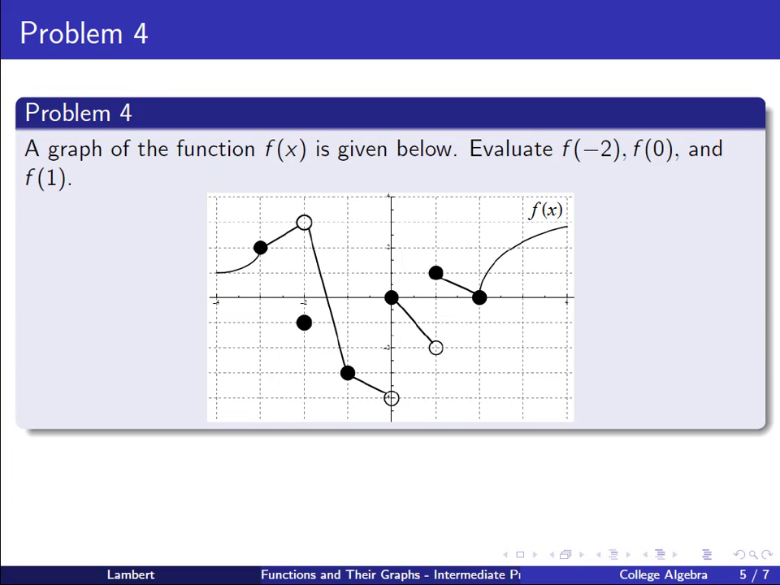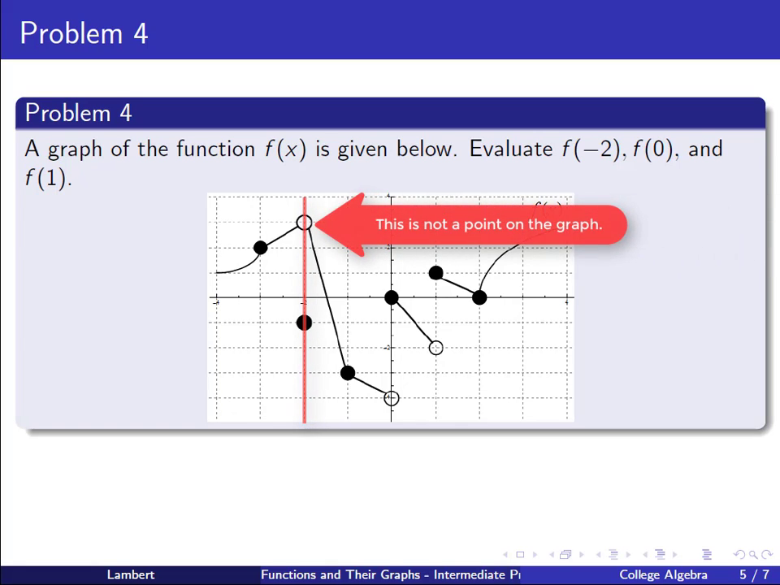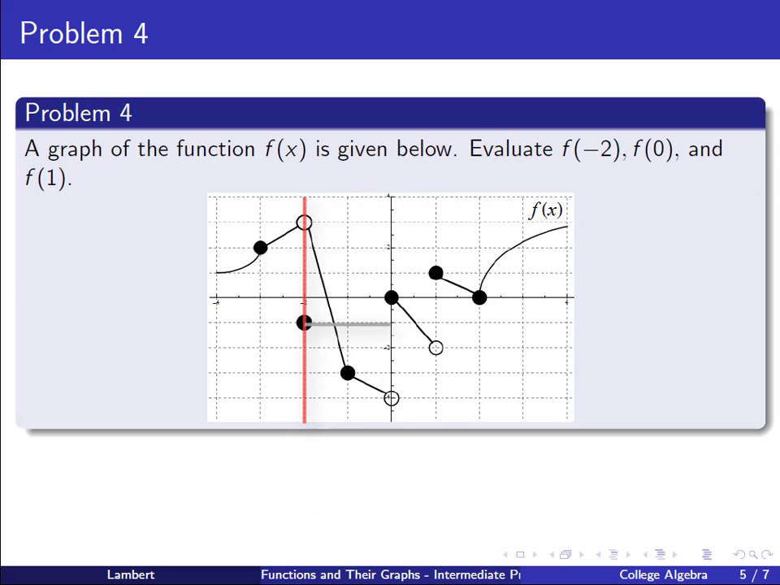Now, let's take a look at the graph of the function f of x given below. We want to evaluate f of negative 2, f of 0, and f of 1. We'll begin with f of negative 2. With f of negative 2, we need to take a vertical line where x equals negative 2, and we're going to find where that actually touches the graph. In the graph, it seems like there's that point at that hollow circle, but that actually is not included. The only point that's included is actually the solid dot that appears at (negative 2, negative 1).